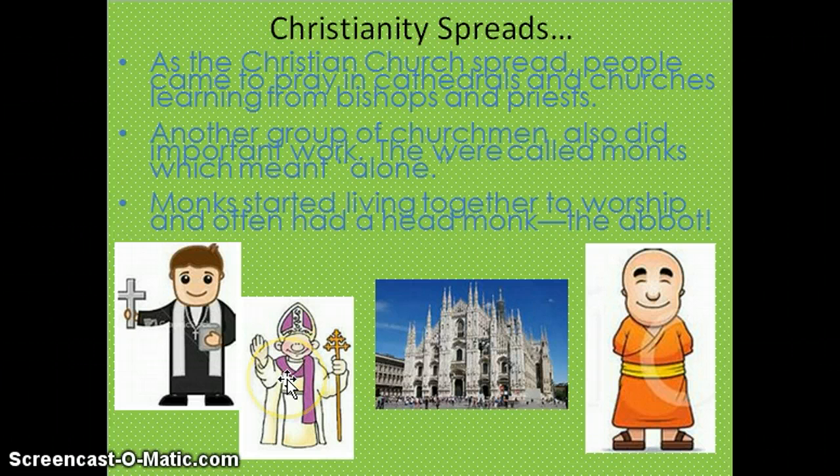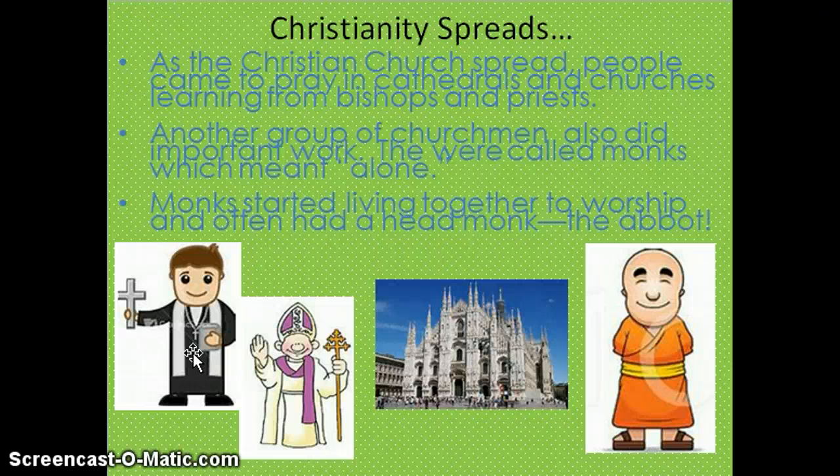Now, here is a picture of the priest. I did not put a picture of the Pope again, but a bishop. I'm sorry. This is a picture of a bishop, and this is a picture of a priest. I bet you've seen some of these in real life before. And maybe you can share that when you come to class.